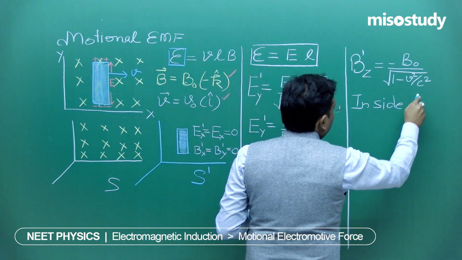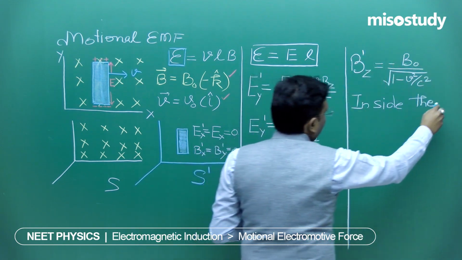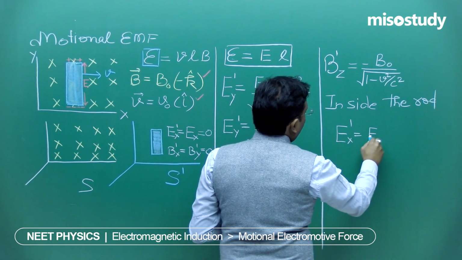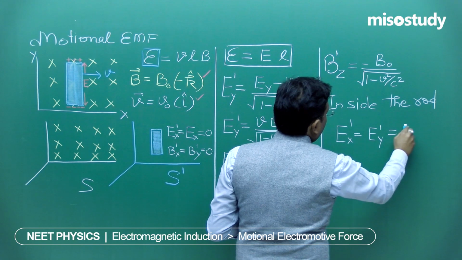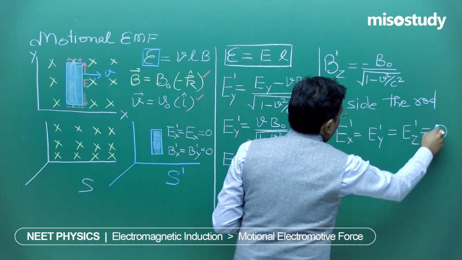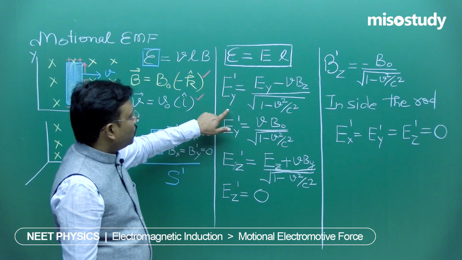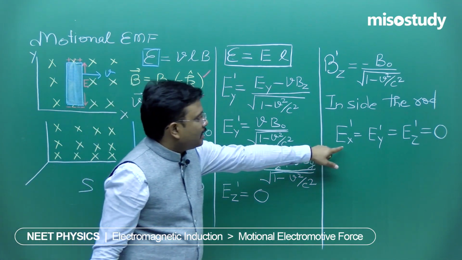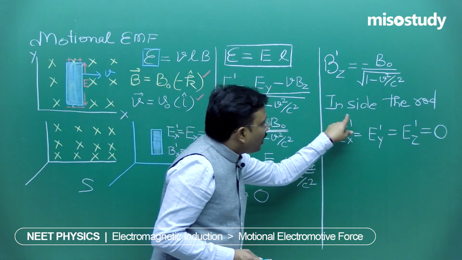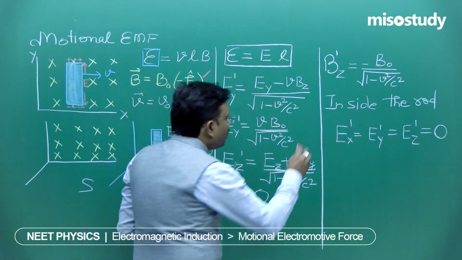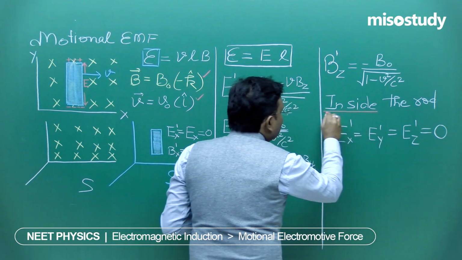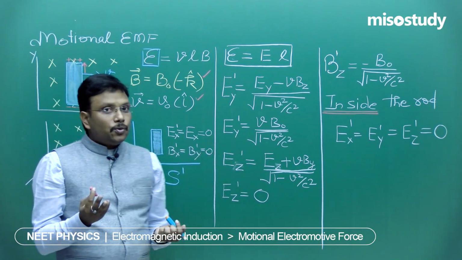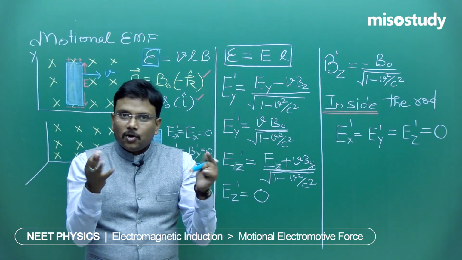Inside the rod, Ex prime, Ey prime, Ez prime is equal to 0. Now please don't get confused that on one side I am saying Ey prime, Ez prime and so on, and on the other side I am saying Ex prime and all these are 0. This is for inside the conductor. So let me underline this word, inside, and this is something which is happening outside. Also you know from Gauss law, inside a conductor there is no electric field.